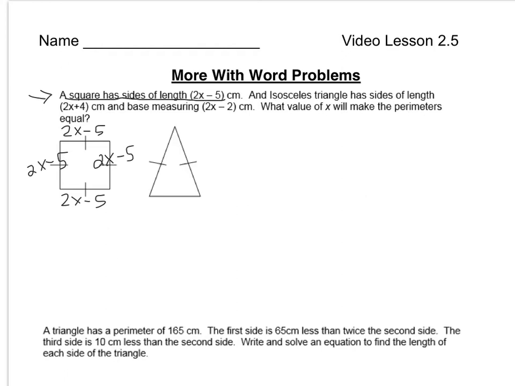Our triangle here is isosceles. I wonder if any of you remember what isosceles means. If you look at the diagram, it might give you a little clue. An isosceles triangle is a triangle that has 2 congruent sides. So when it says an isosceles triangle has side lengths of 2x plus 4 centimeters and a base of 2x minus 2, well, the base is the bottom, and the sides that are 2x plus 4 are the 2 congruent sides that make the triangle isosceles.